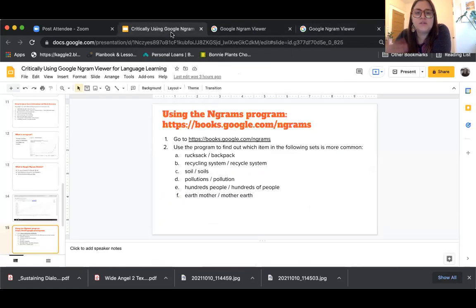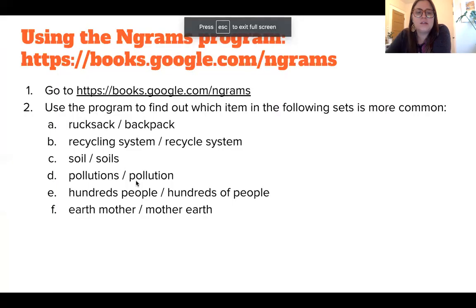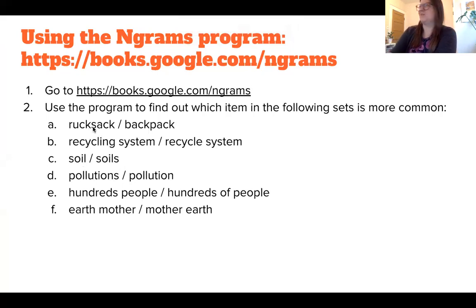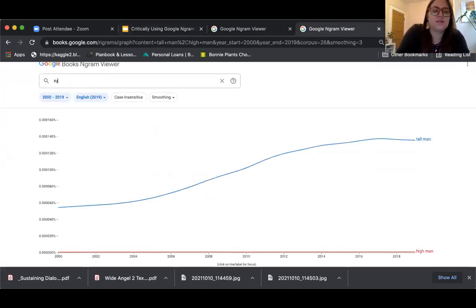So what I have them do after I show my students how to use Ngram Viewer is I give them a list. This list is actually based off of student writing. They had written an assignment, and these were some mistakes like soils, pollutions. I chose some sets of words where one is the correct option, one is not. And I had them search on Ngram Viewer what's most common. So not to pick on British English, rucksack, I think it's British, I don't know, but sometimes I might have students write this word. I find it in the dictionary. So I say, hey, yeah, this is a word, but let's see if it's actually used.